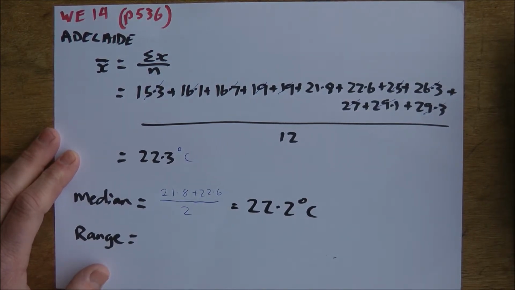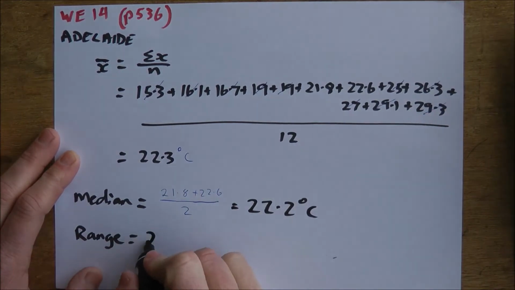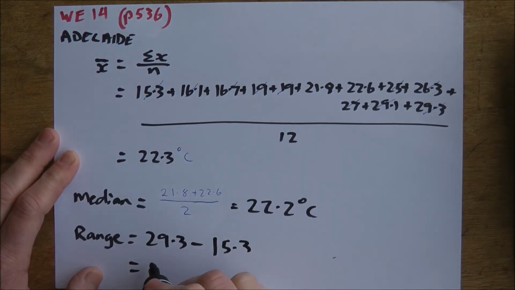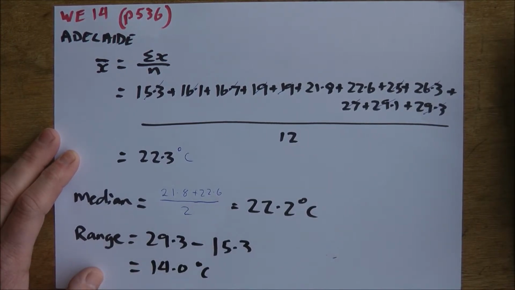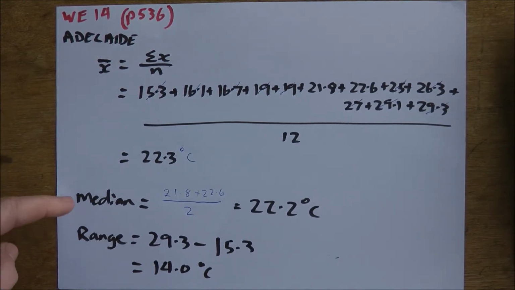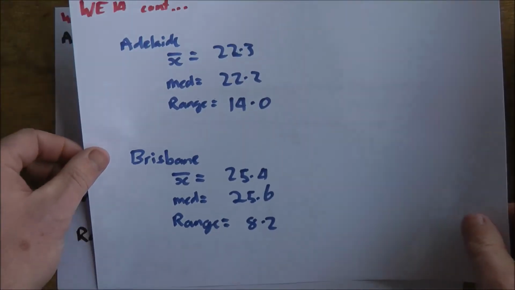Okay. And the range is simply the biggest minus the smallest. Biggest number is this bigger one over here, 29.3, minus the smallest, 15.3, which equals 14.0 degrees Celsius. And you do exactly the same thing with the Brisbane data to get the mean, the median, and the range. And here's what we end up with.